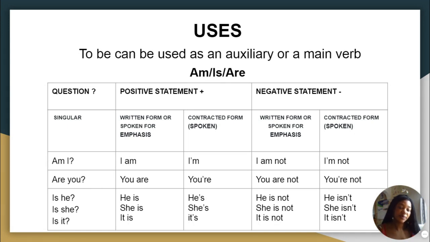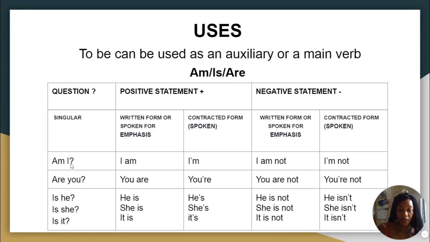He is not. She is not. It is not. He isn't. She isn't. It isn't.